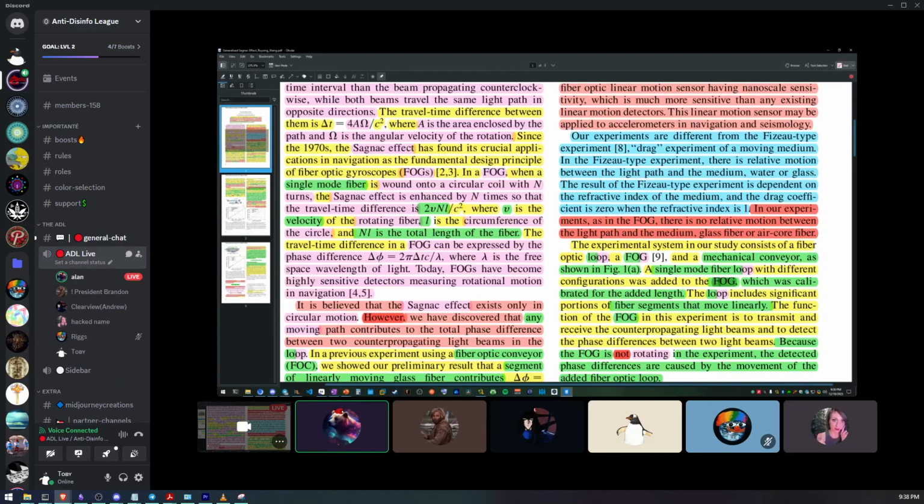Why would there be a proportional variance in the speed of light proportional to the velocity of the craft?